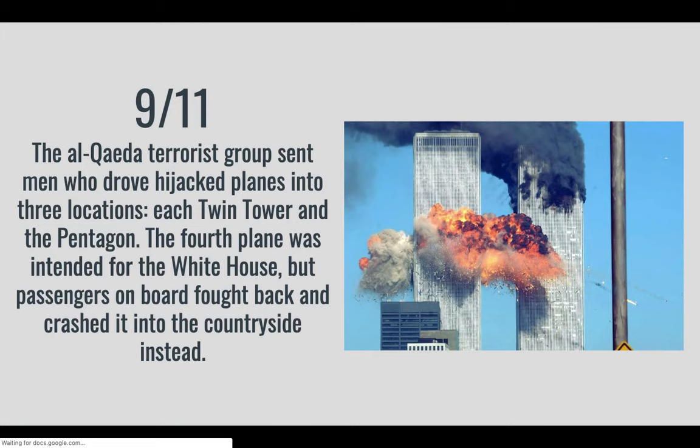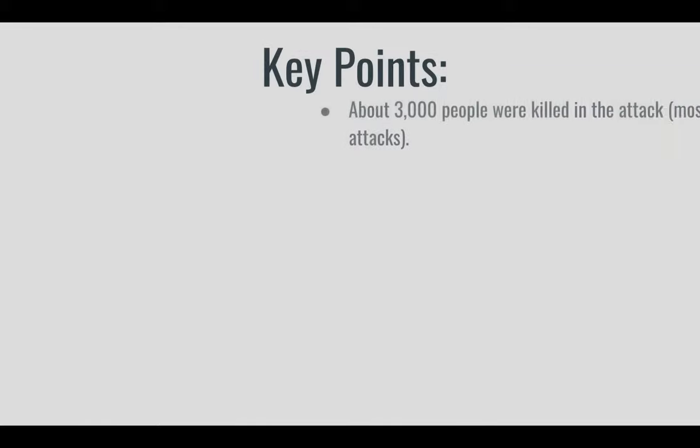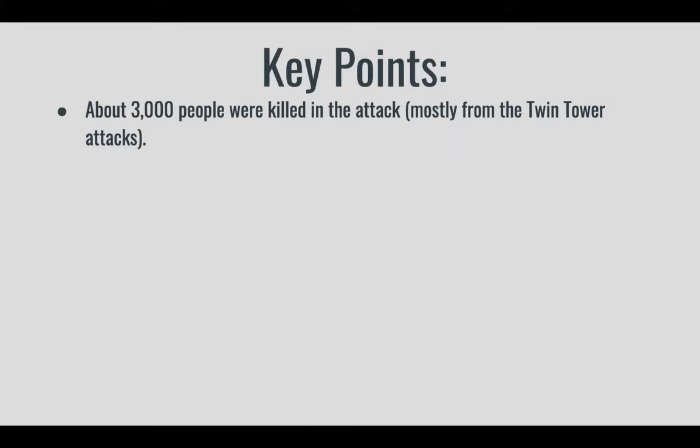And that brings us to our 12th and final event, which was in 2001 on September 11th. An Al Qaeda terrorist group sent 4 hijacked planes into 3 locations: the Twin Towers, the Pentagon, and a 4th plane was meant for the White House. And we'll talk a little bit more about why it didn't actually ever make it there. But on this morning, 3,000 people were killed.